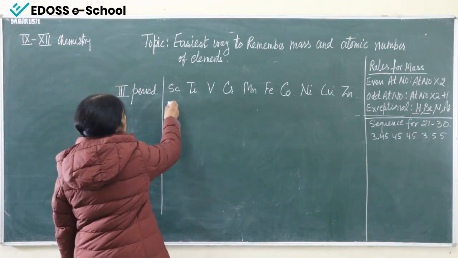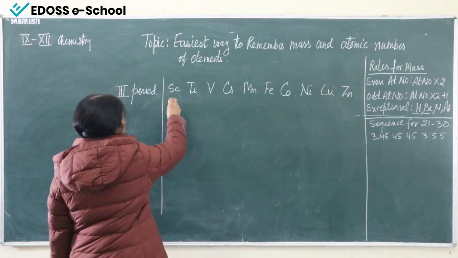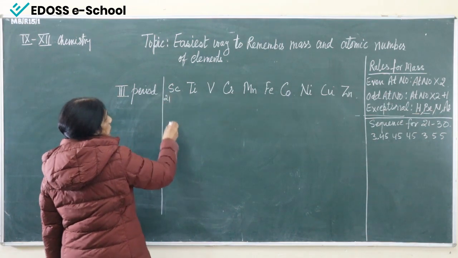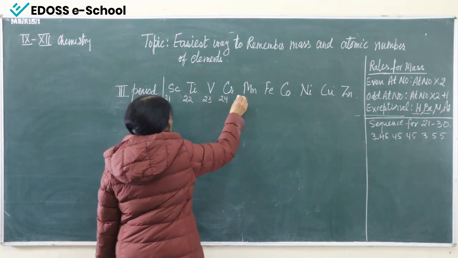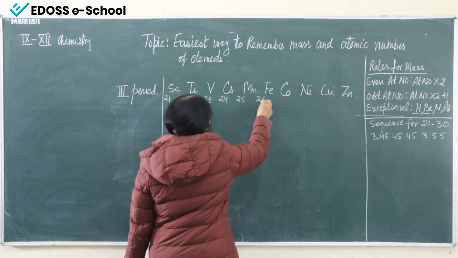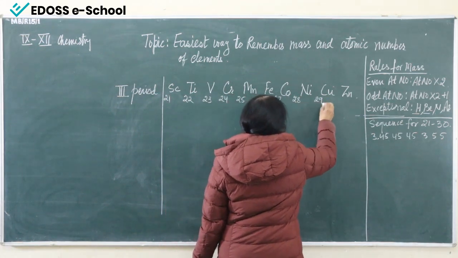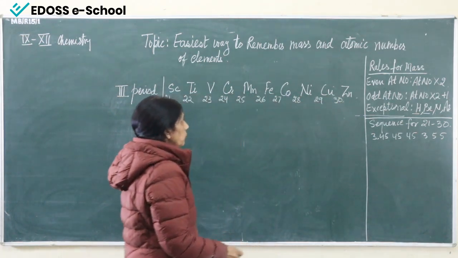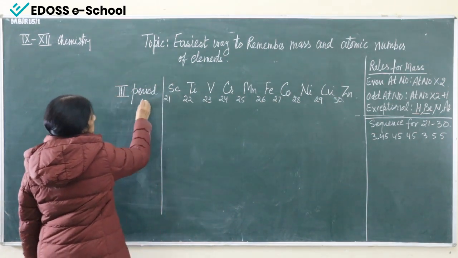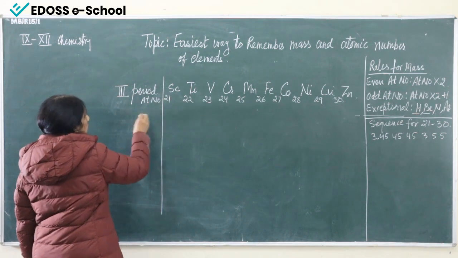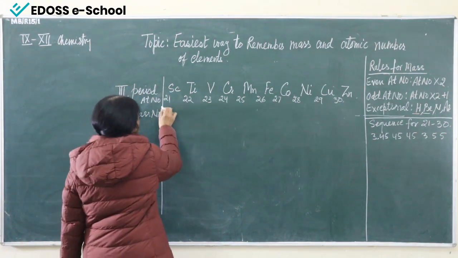Okay, this is the names. Okay. Now their atomic numbers are very simple. Okay. We know the atomic number of this is 21, 22, 23, 24, 25, 26, 27, 28, 29 and 30. But how to find their atomic mass? Okay. So this is atomic number, and now to find the mass number. So how we will find the mass?